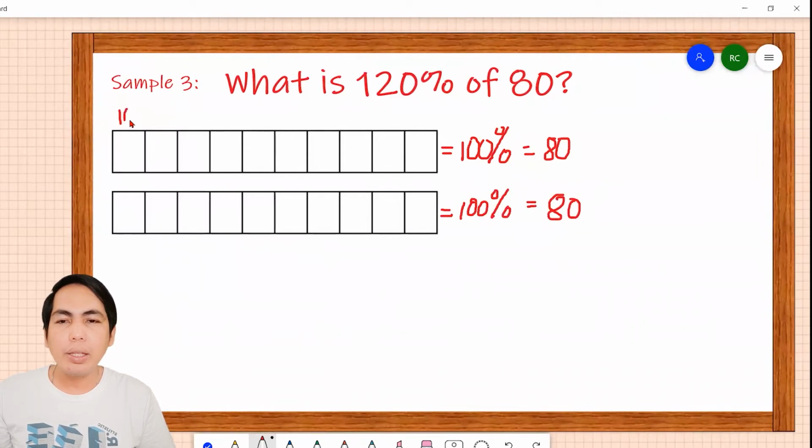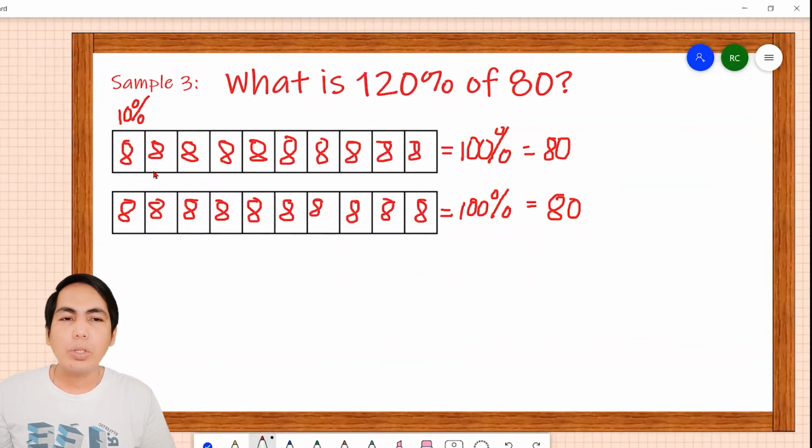We know that each unit is 10% because the whole block, which represents 100%, is divided into 10 equal units. So therefore each unit is 10%. Since the total is 80, each unit is equivalent to 8, since 80 divided by 10 will give us 8. So, the 120% is equivalent to 1 block plus the 2 units. Since 1 block is equivalent to 10 units, which is equivalent to 100%, plus the 2 units, which is equivalent to 20%, for a total of 120%.